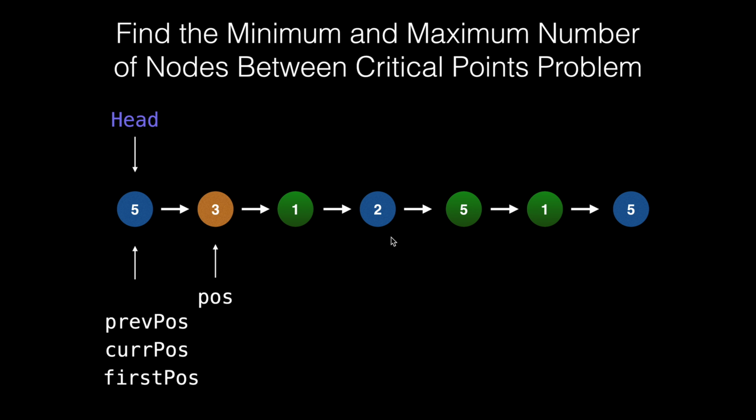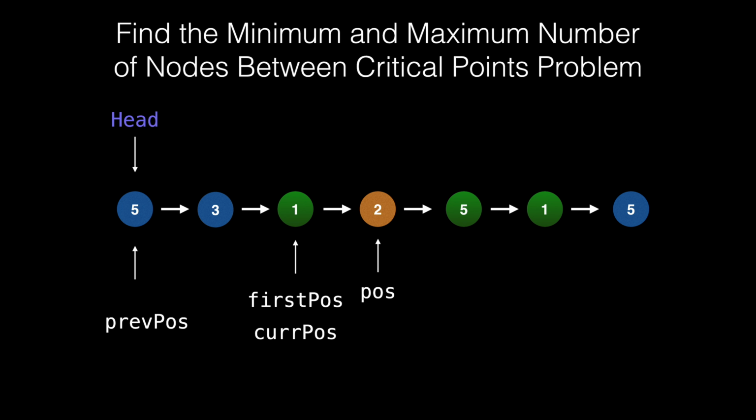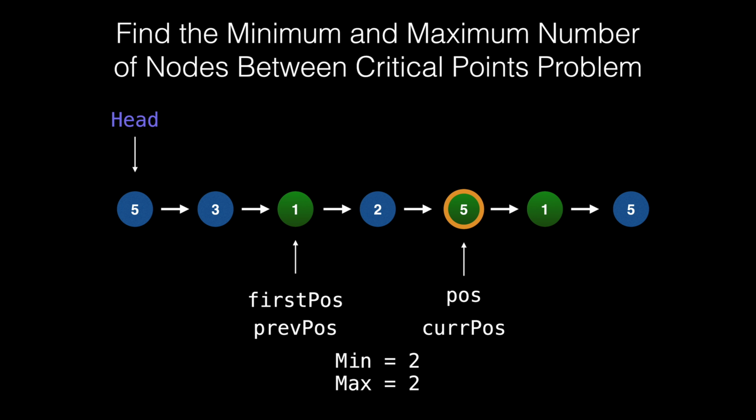Now we can see that node 3 is not a critical point because it is less than the previous node and more than the next node. So we will just continue and move our position to the next node, 1, and our position now becomes 1. Then we come to node 1 and we see it's a critical point. So we will mark it as our current position. And this will also be our first position, because we saw the first critical point in the list, and continue. Then we come to 2 and it is not a critical node. So we will just continue and go to the next one.